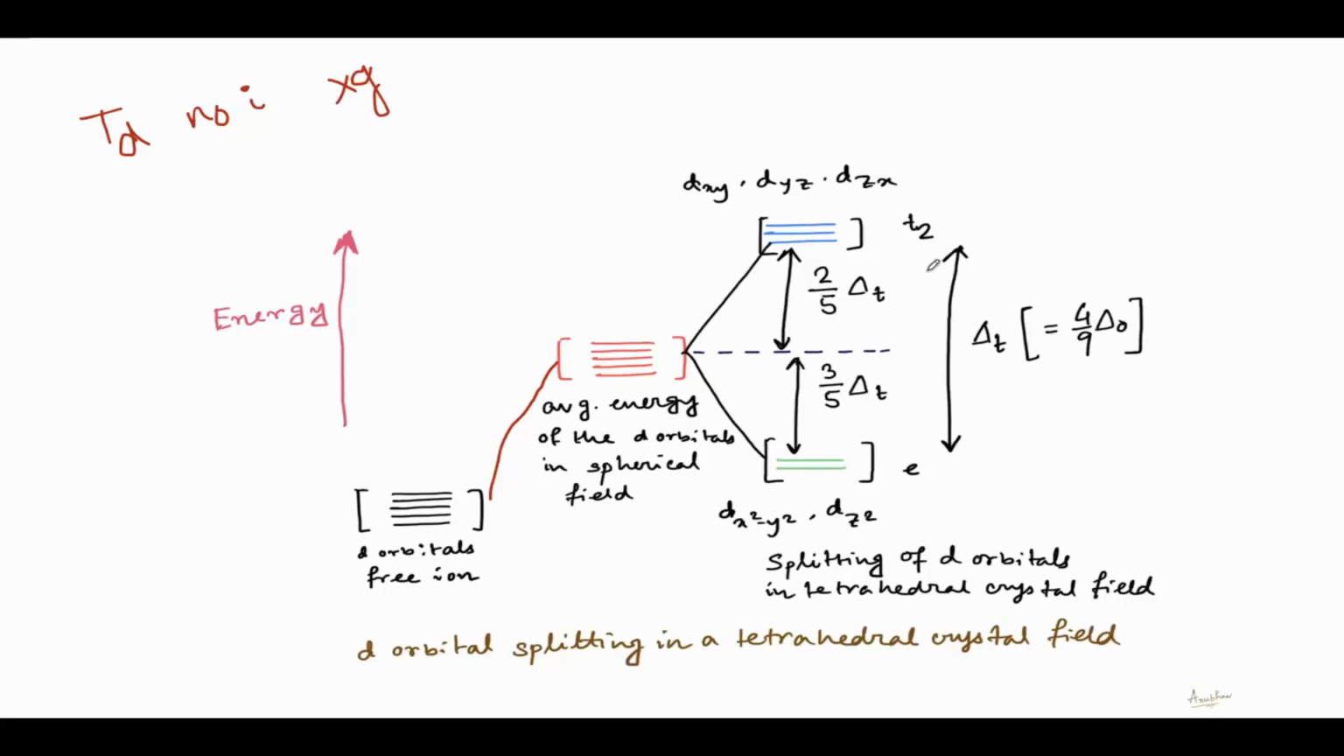You can see in case of tetrahedral splitting, the energy is quite less. It is only 4/9 of the delta octahedral. So 4/9 means only 44%, even less than half of the octahedral splitting. That's why delta T is very much less than delta O.